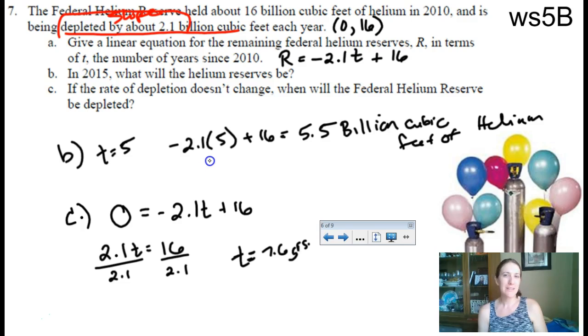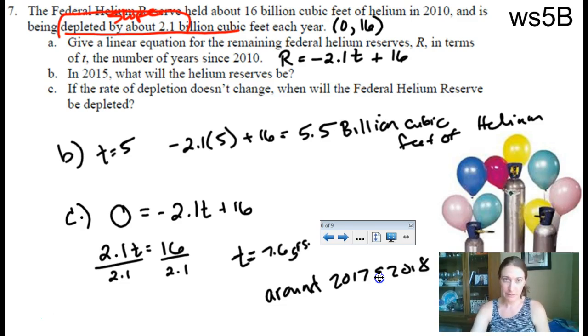Remember, T is years since 2010. So 7 to 8 years later would be around 2017. That's now. And 2018, that's later. All right. So again, I don't really know what a helium reserve is, but all right.